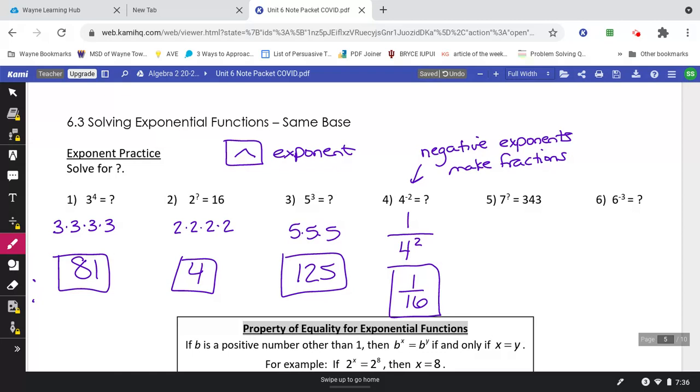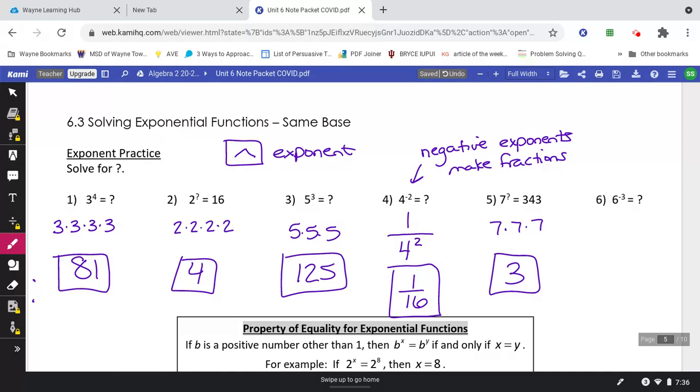7 to what power gives you 343? So use your calculator and start typing in 7s. Maybe you type in 2 of them. Then you type in 3 of them. It is going to be 3 7s. So 7 to the 3rd power is 343.